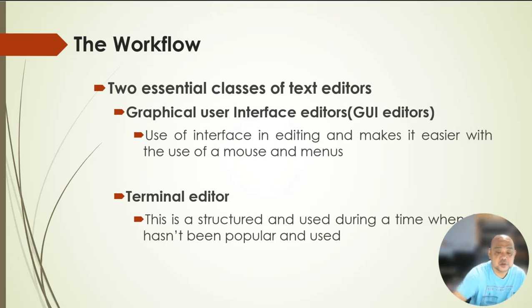There are two essential classes of text editors: the graphical user interface editors, or GUI editors, and the terminal editors. GUI editors have an interface for editing code and make it easier for a programmer because you can use the menus and mouse in editing code. On the other hand, terminal editors are structured and were used when GUI was not popular yet.